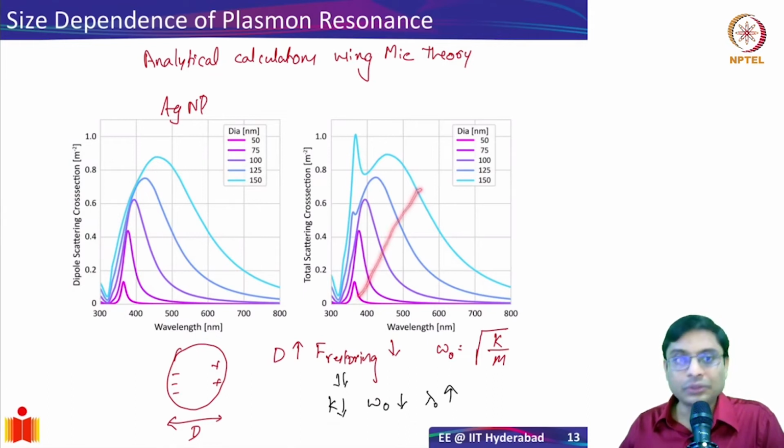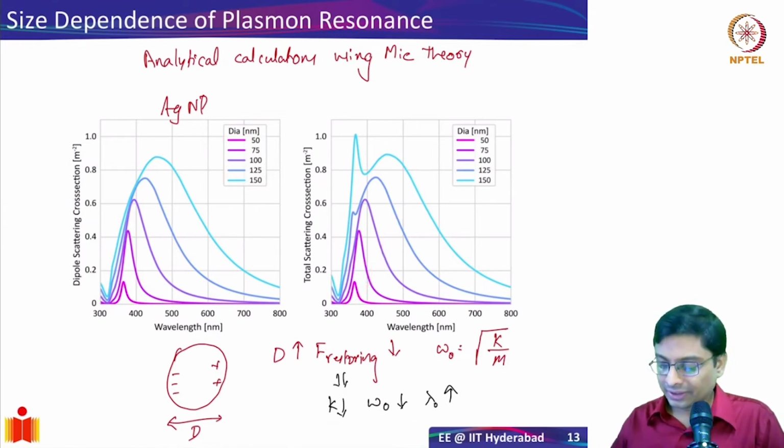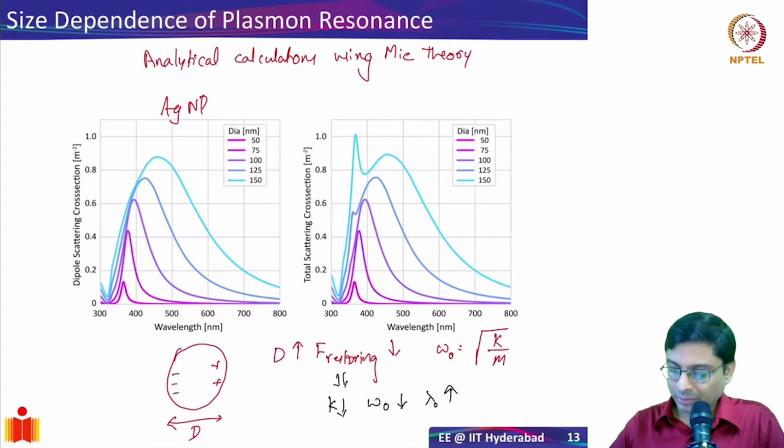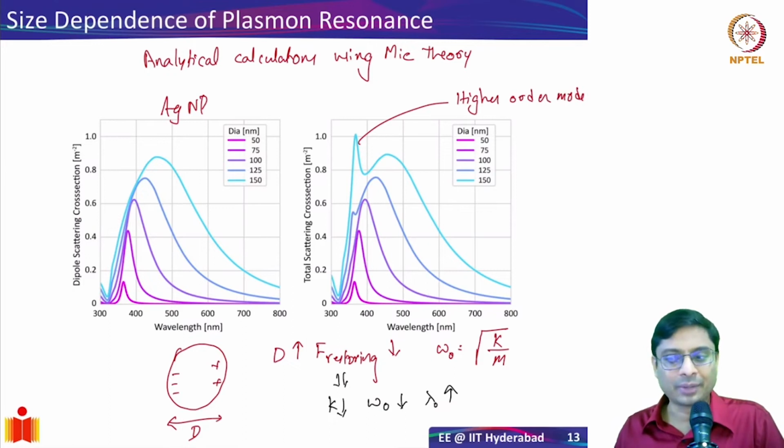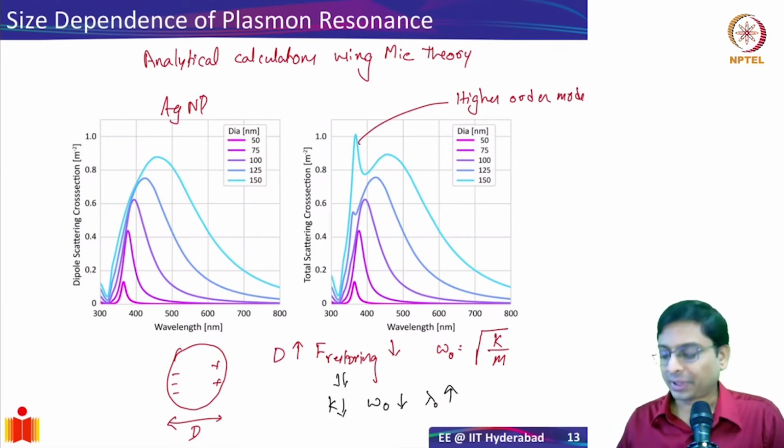And also as the size of the nanoparticle increases, there are these higher order modes that are coming in. So this is basically the higher order mode. In this case, this is what is known as a quadrupole mode, a higher order mode that comes in. And then you see one more peak that is coming out. All right. So this is what happens when you increase the size of the nanoparticle.